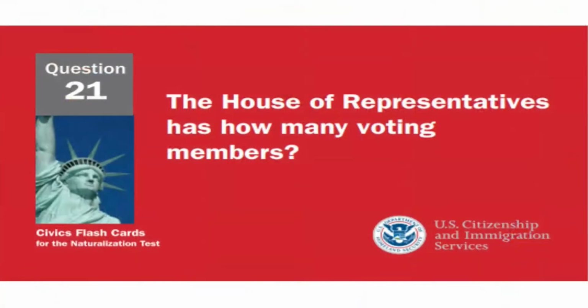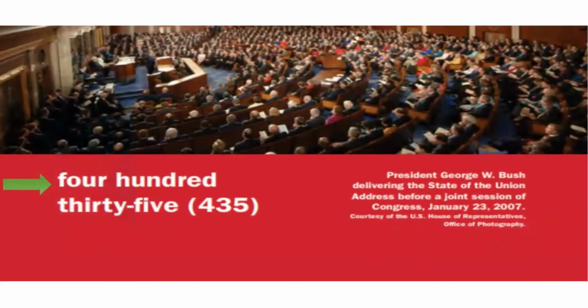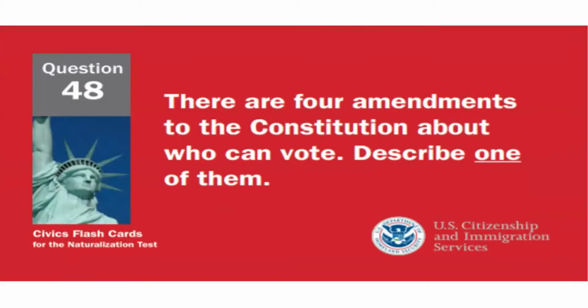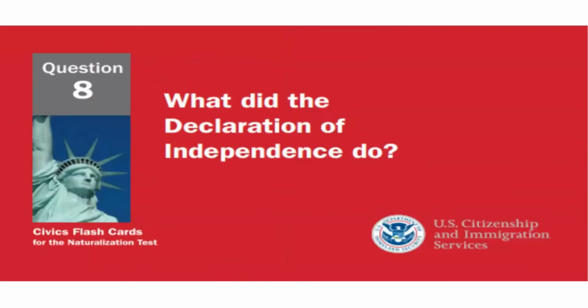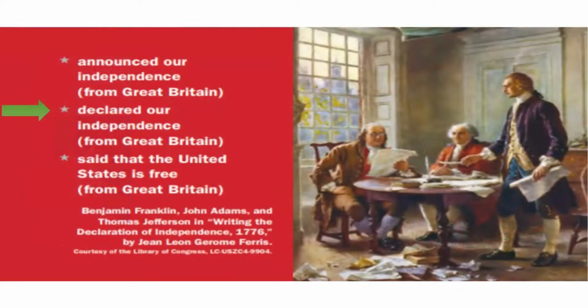The House of Representatives has how many voting members? 435 members. There are 4 amendments to the Constitution about who can vote. Describe one of them. Any citizen can vote. Women and men can vote. What did the Declaration of Independence do? Declare our independence from Great Britain.